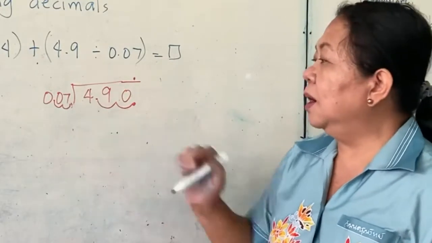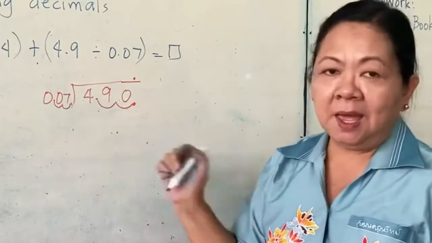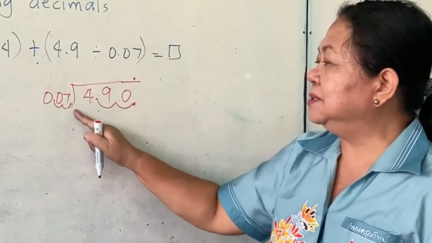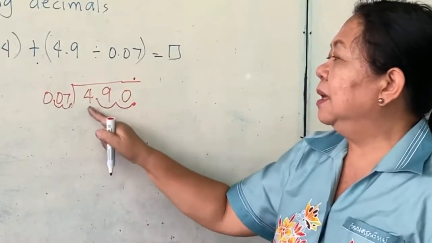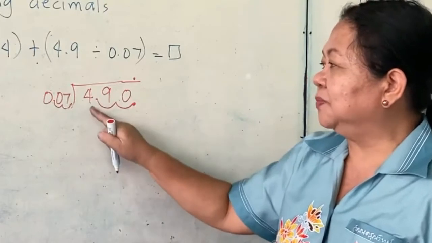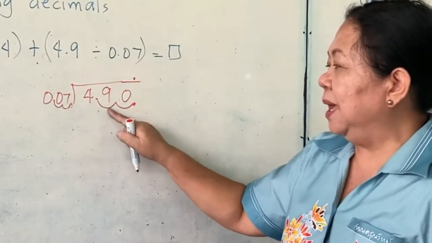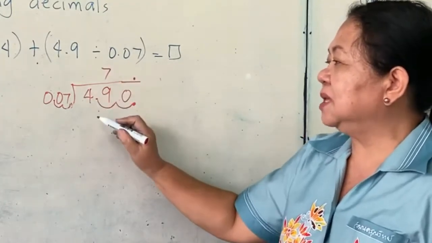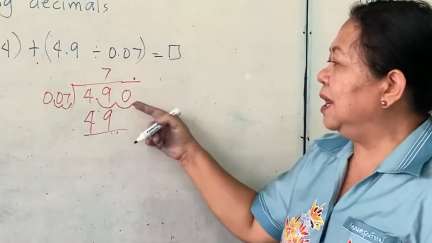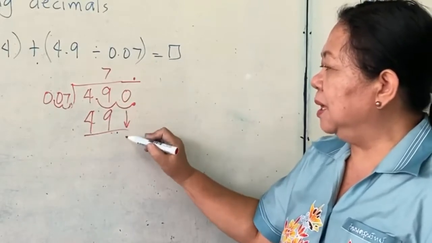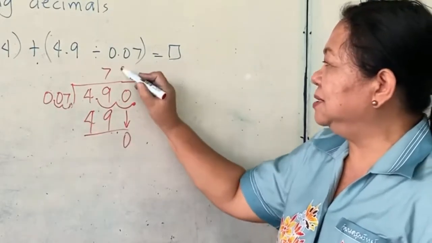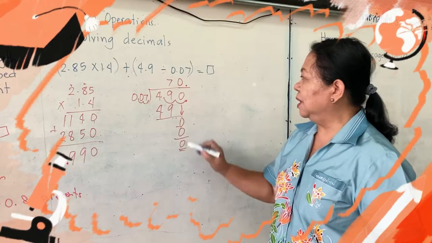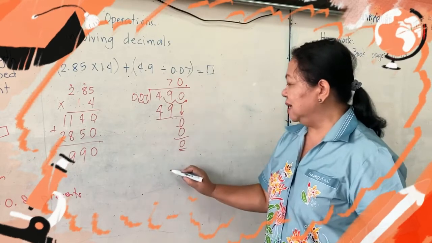Then, no more decimal point. Sorry for my hands because of the ink. We don't have a decimal point anymore. We can divide. Here, 4 divided by 7 cannot because 4 is smaller than 7. So we will make it 49. 49 divided by 7 is 7. 7 times 7 is 49. And then we still have one number here. Bring it down. 0 divided by 7 is 0. 0 times 7 is 0. 0 minus 0 is 0. Therefore, the answer here is 70.